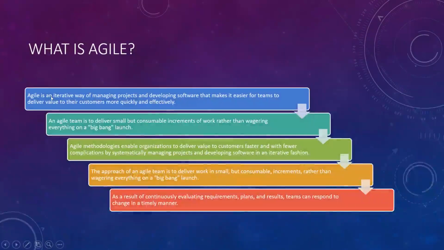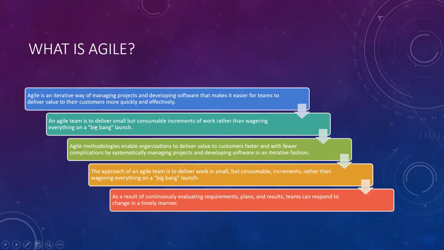So Agile is an iterative way of managing products and developing software that makes it easy for teams to deliver value to their customer more quickly and effectively. Generally, when we talk about Agile, it's continuously giving something, very fast, feasible and continuously delivering. It's an iterative way. So what we do is decide what particular feature we are going to design, develop and test. And how are we going to use the approaches?